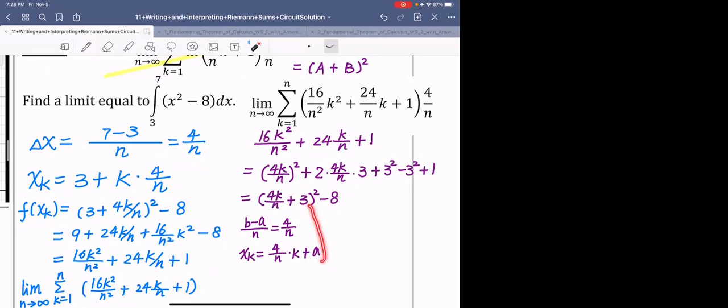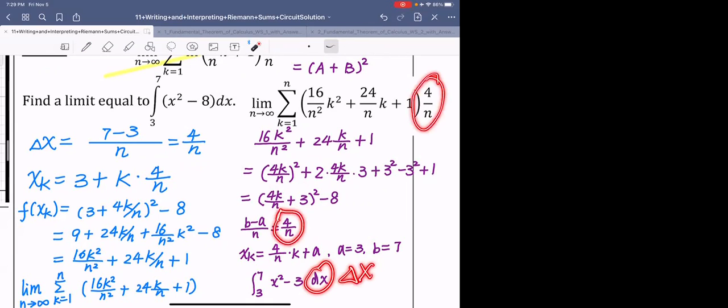So look at here. This tells us a equals 3, b equals 7. Then let's write down the integral format from 3 to 7. And what else? X squared minus 8. There you go. But we have to put dx, okay? Because this dx is that delta x. That delta x is this 4 over n.